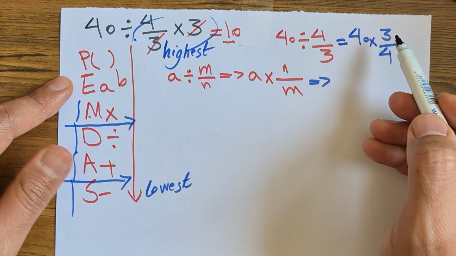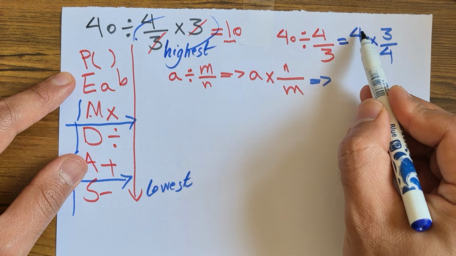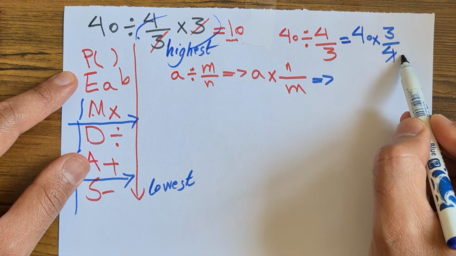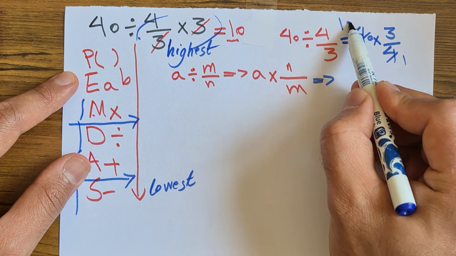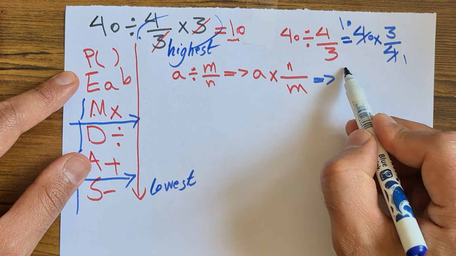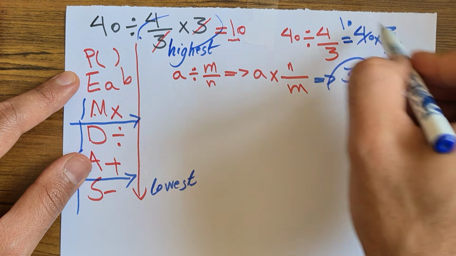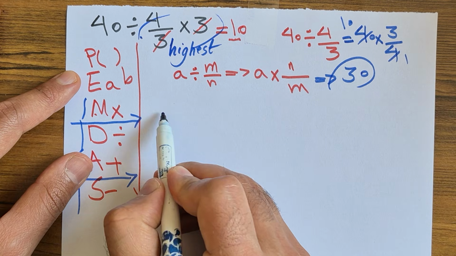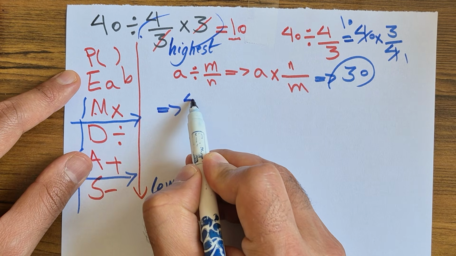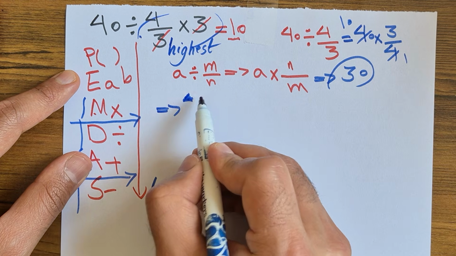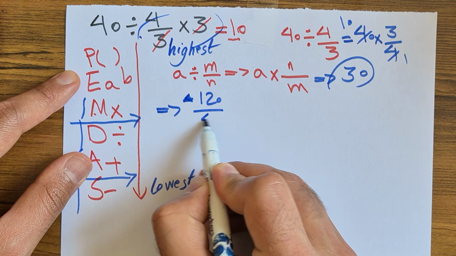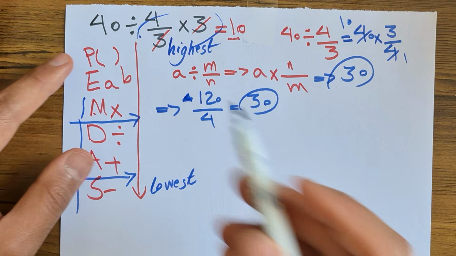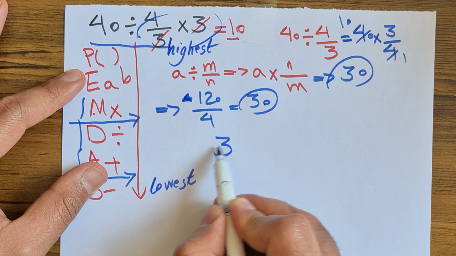Now you can just simplify. If you divide 4 by 4 and then divide 40 by 4, it gives us 10. And 10 times 3 gives us 30. So that's the answer for this part. Or you can just ignore the simplification at this step and go normally. 40 times 3 gives us 120. 120 over 4 again gives us 30. So in either way, you would end up with the same answer. The first part is done and it is 30.